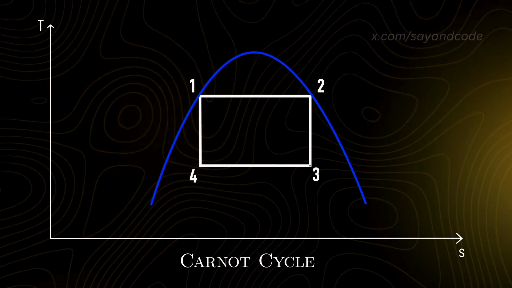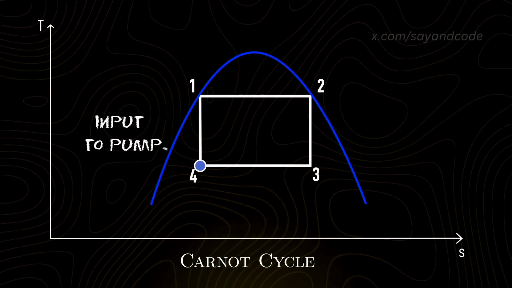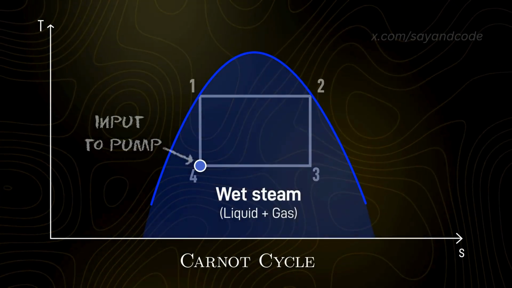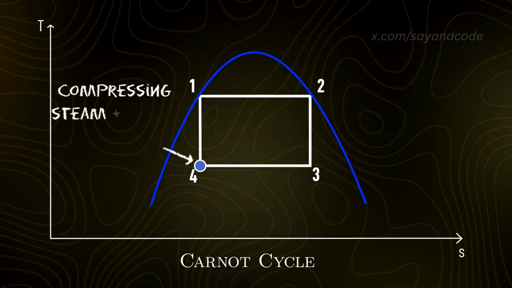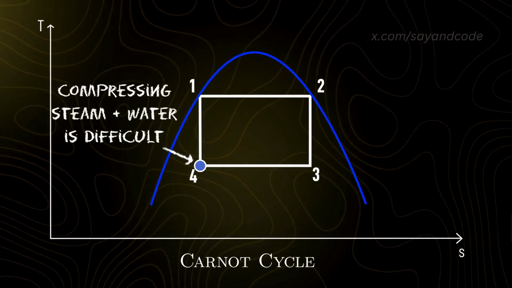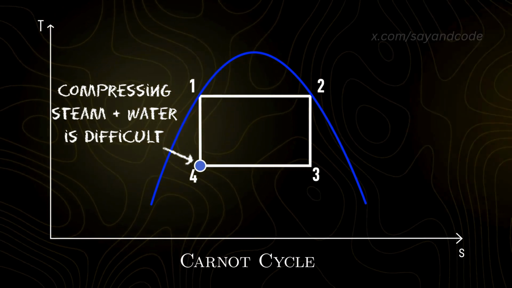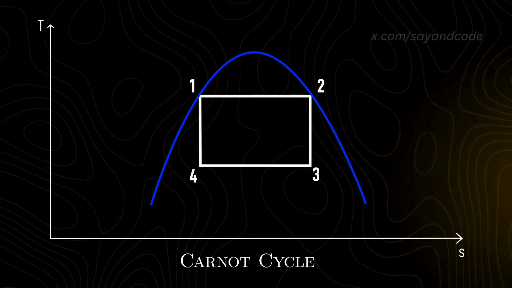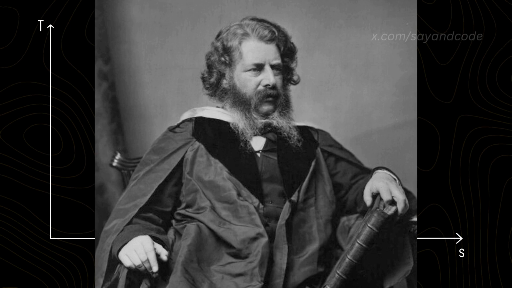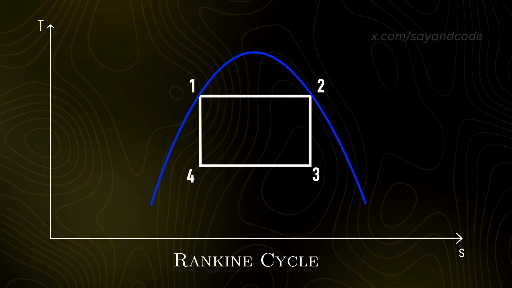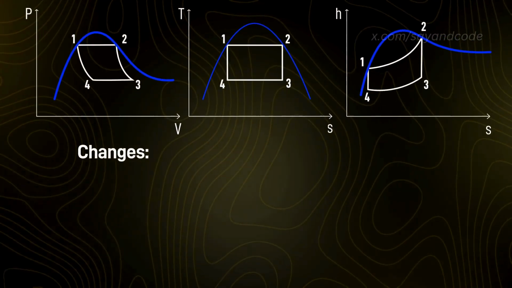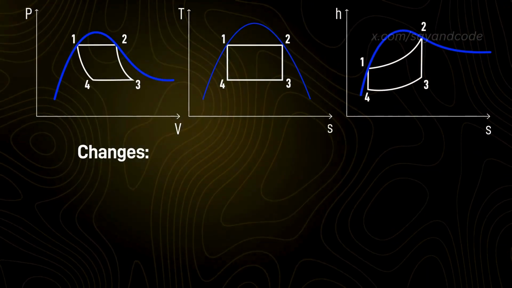Another problem is that the input to the compressor or pump, at state 4, is also wet steam. Compressing such a mixture is very difficult and takes up a lot of energy, which will reduce the total efficiency of our engine. To solve all these problems, a new cycle was introduced by a Scottish engineer, William Rankine, which is called the Rankine cycle. He made many changes to the design of the old vapor power cycle engines.